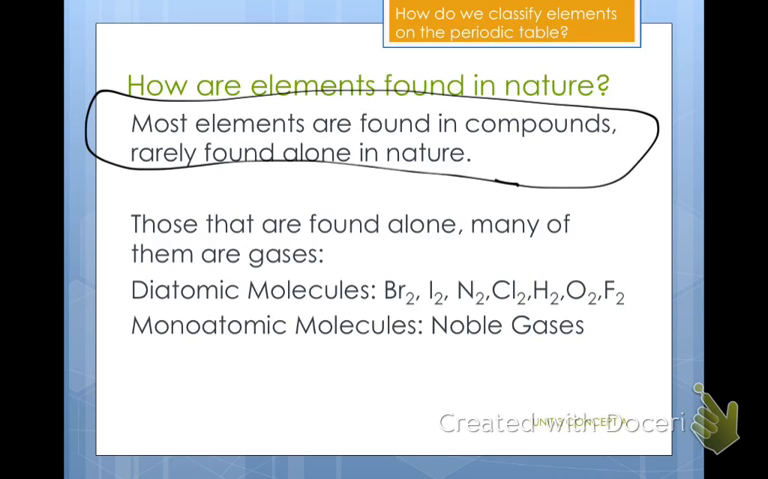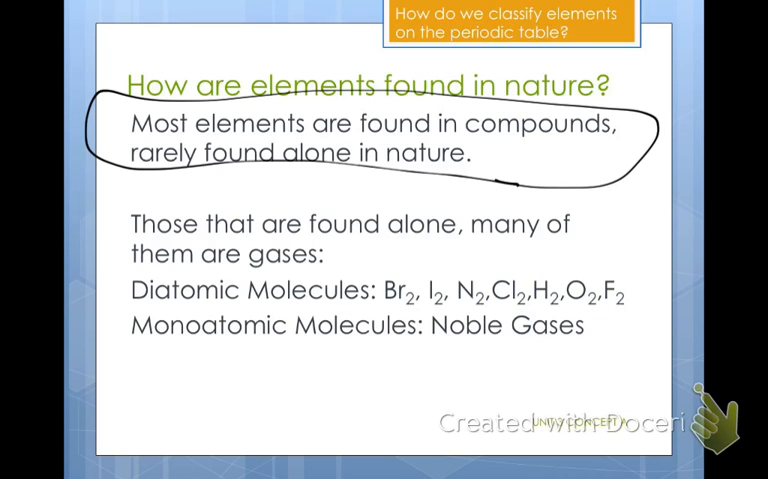Even when we go looking for gold, or iron, I should say, is a better example, we don't just find it. We have to find iron ore. And then we have to pull the pure iron out of that ore or that mixture. So most elements are actually found in compounds, but there are some that we can find pure, and most of the time they are nonmetals.